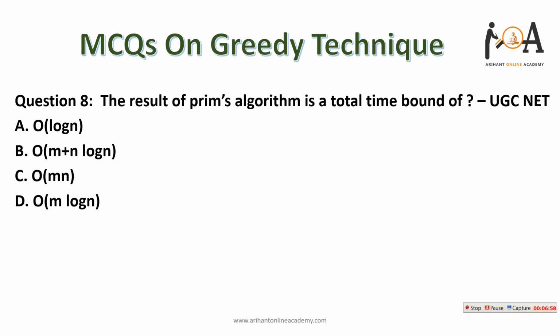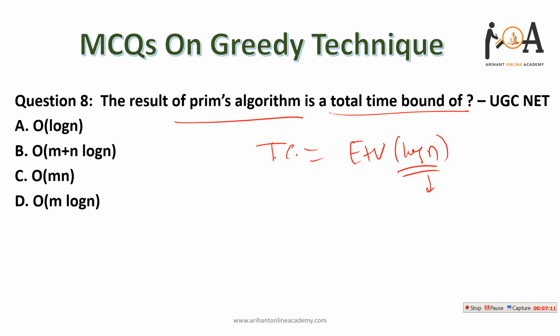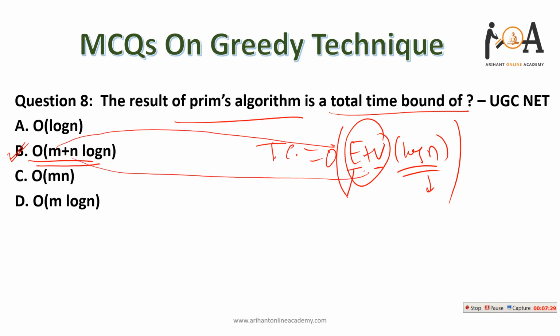The next one is, the result of Prim's algorithm is a total time bound of. So we need the time complexity of Prim's algorithm. It is E plus V into log n, to perform the sorting of edges in E plus V, that is the time taken by the number of edges and number of vertices. So here E and V are in terms of m and n. So order of m plus n into log m is the time complexity, where you can consider m as edges and n as vertices. You can consider according to yours, but option B is correct.